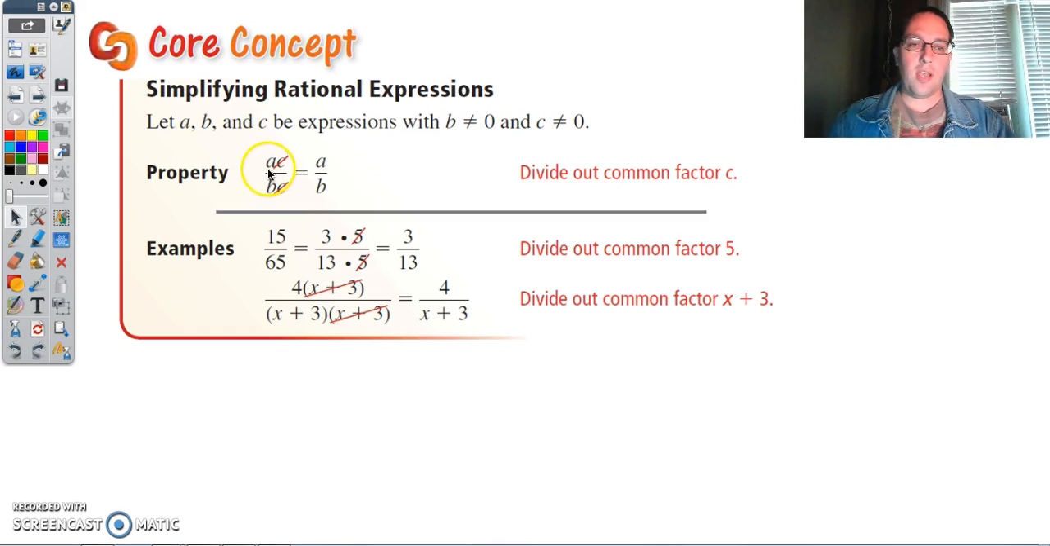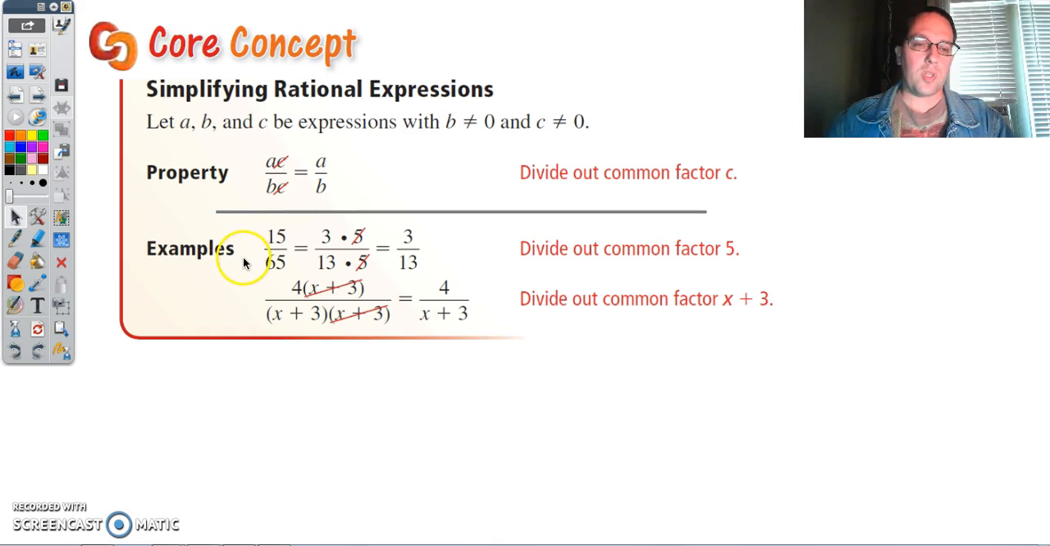For example, if we have AC divided by BC, they both have a factor of C in them, so that C just factors out, and we're just left with A over B. Now, this is, of course, assuming that B and C don't equal 0, because remember, you cannot divide by 0.